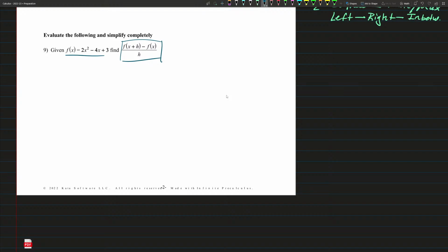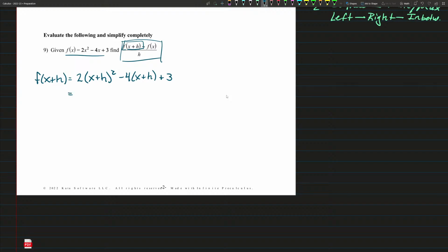Okay, so first thing we need to do, we need to find f of x plus h, because that's one thing we don't have. So f of x plus h, right? X plus h is our new input. So this is going to be 2 times x plus h squared minus 4 times x plus h plus 3.